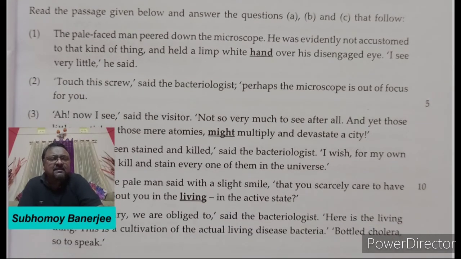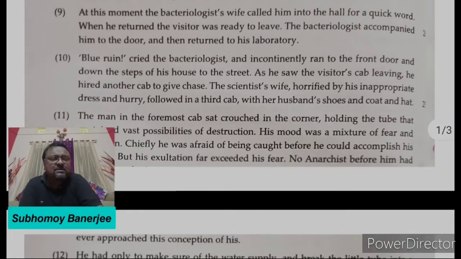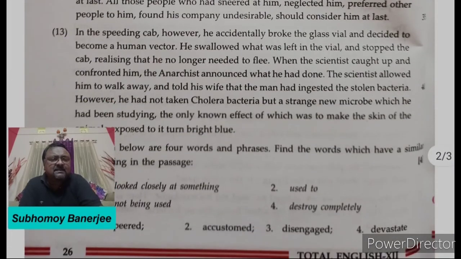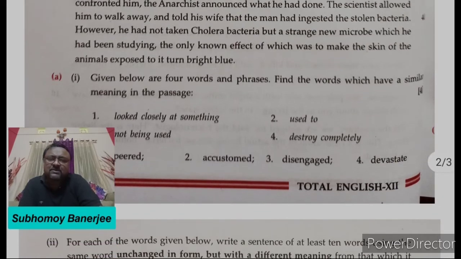Disengaged eye. Limp. Can it be limp? Can it be disengaged? Let's try to see what the word is. The answer is disengaged. And then destroy completely, devastate, also given in the passage. So in this way, you have to find out the words. The meanings are given. You have to look for the words. So that is your first question.